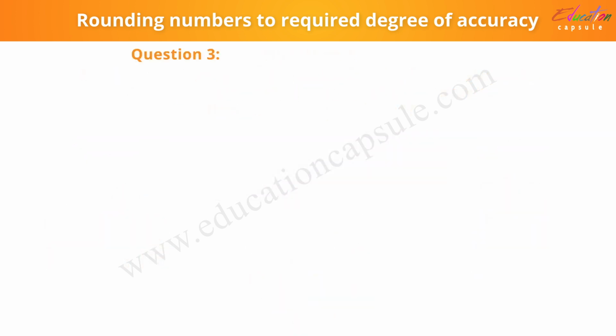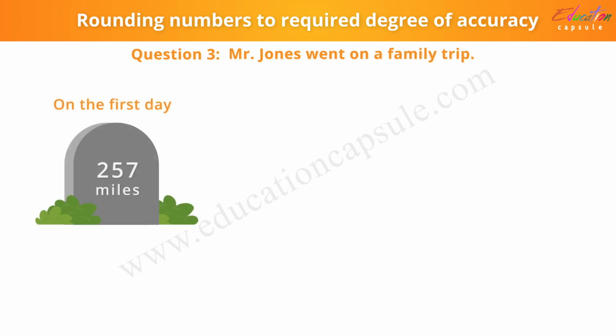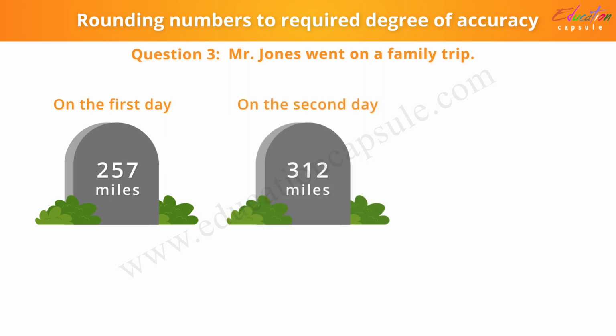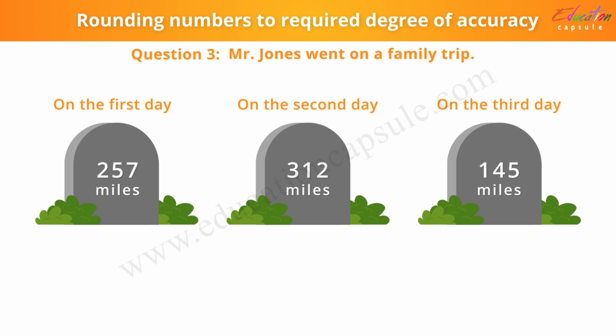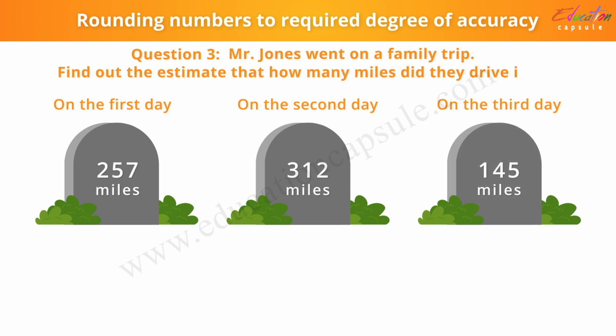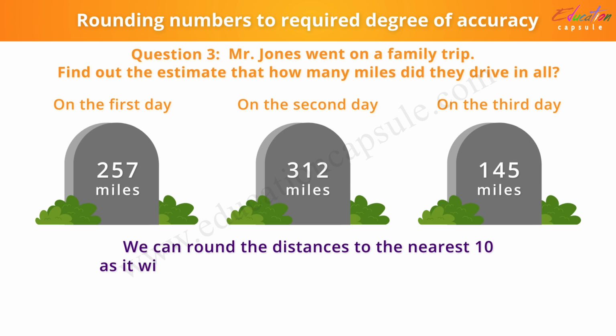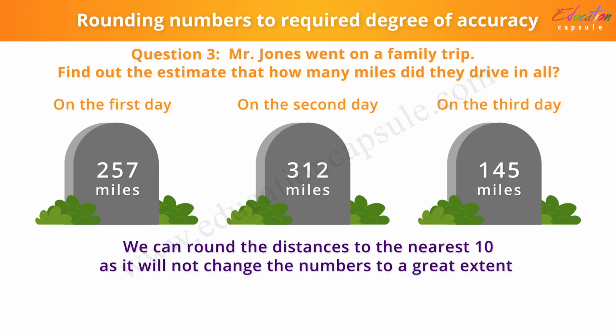Question 3. Mr. Jones went on a family trip. On the first day, they drove 257 miles. On the second day, they drove 312 miles. On the third day, they drove 145 miles. Find the estimate of how many miles they drove in all. Here we can round the distances to the nearest 10, as it will not change the numbers to a great extent and will be easier to work with.